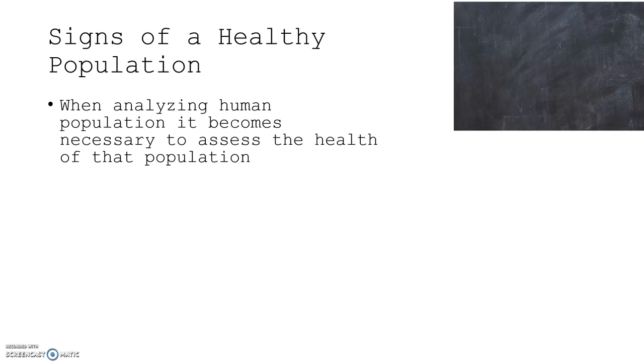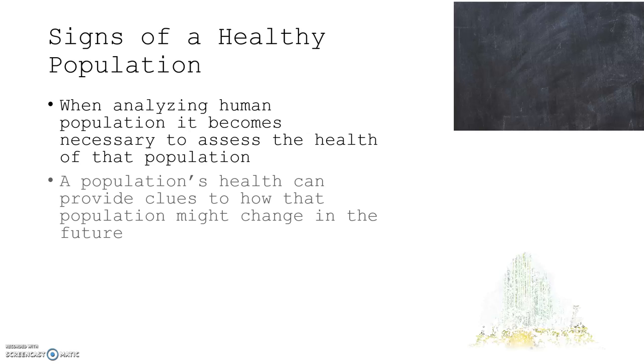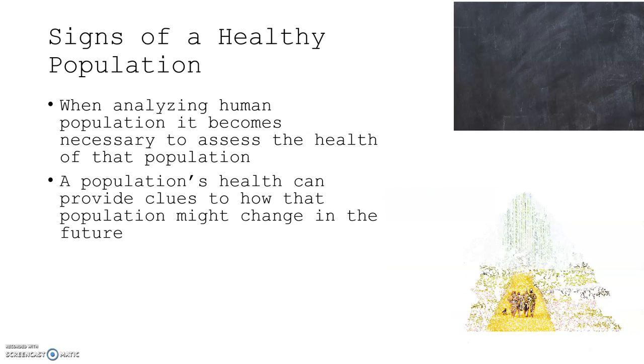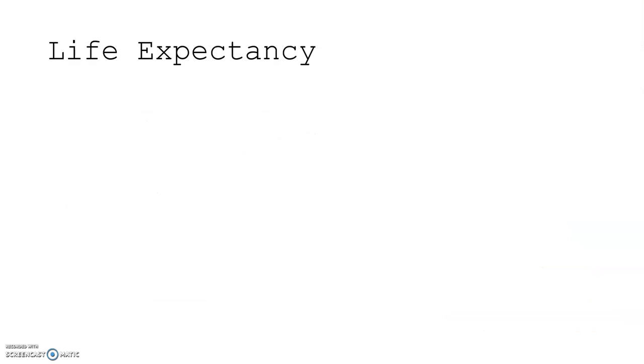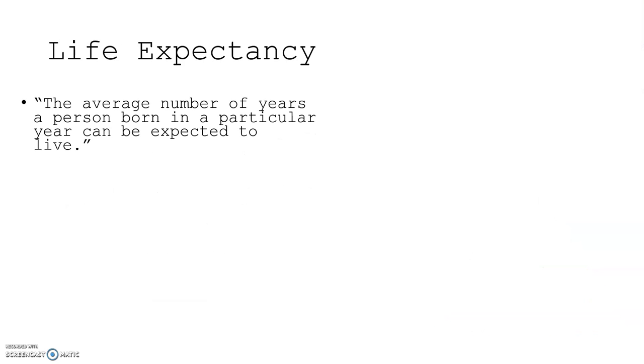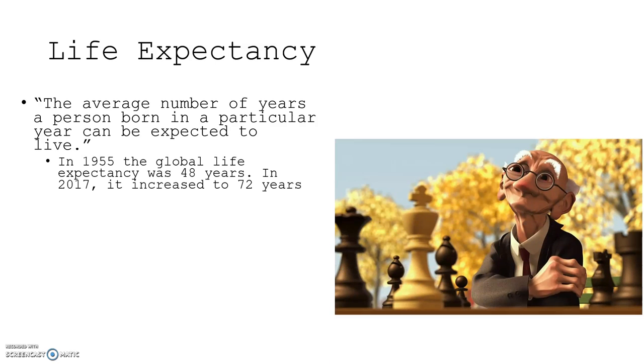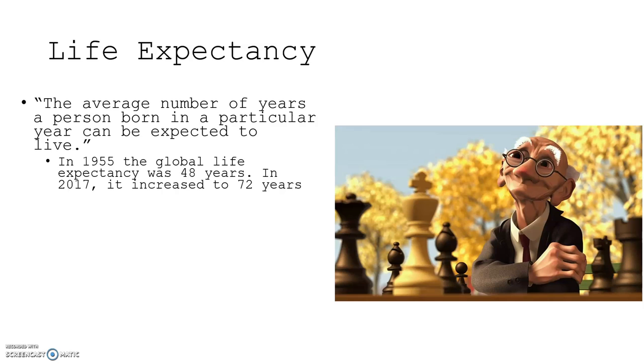The signs of a healthy population. When analyzing human population, it becomes necessary to assess the health of that population. A population's health can provide clues to how a population might change in the future. Health is measured with two metrics, life expectancy and infant mortality. So for life expectancy, it's the average number of years a person born in a particular year can be expected to live. In 1955, the global life expectancy was 48 years, and in 2017, it increased to 72 years.